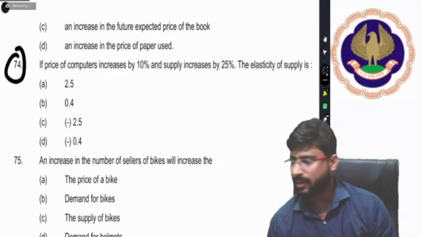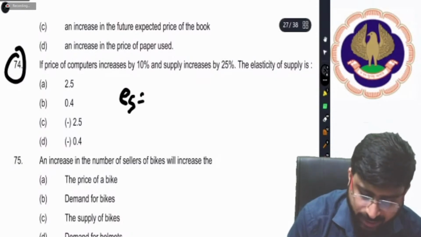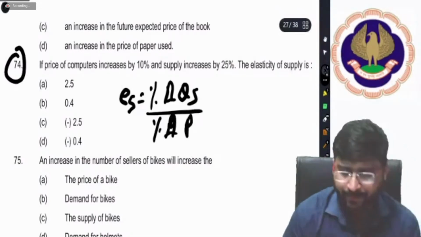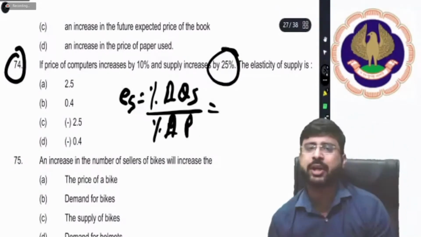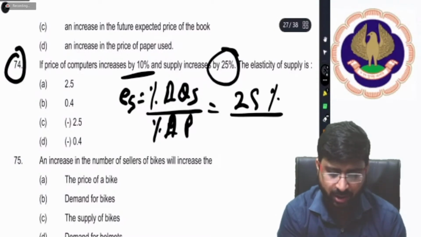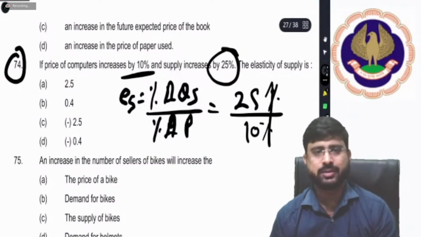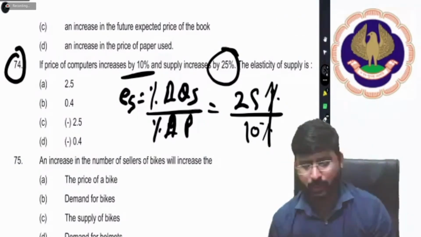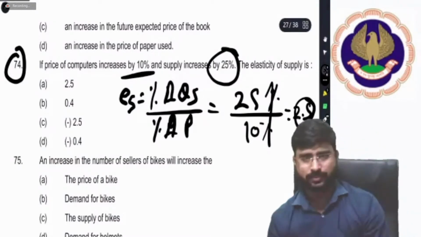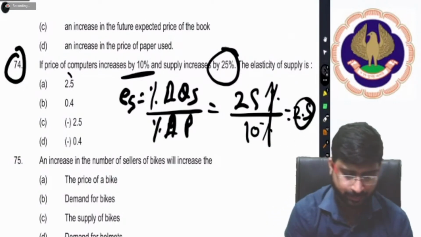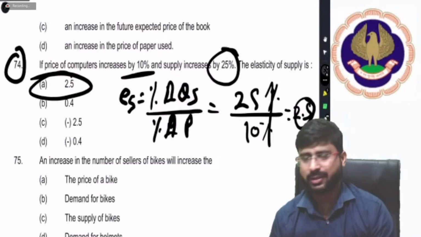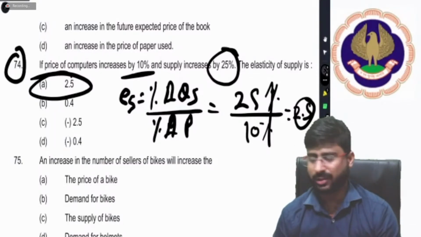So see, what is elasticity of supply? Percentage change in quantity supplied divided by percentage change in price. Here supply has risen by 25%, and price has risen by 10%. So if you look carefully, the value you get is 2.5. There lies your answer, 2.5. Moving on.